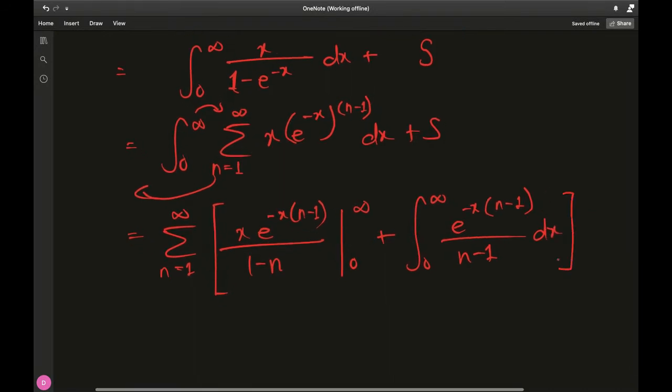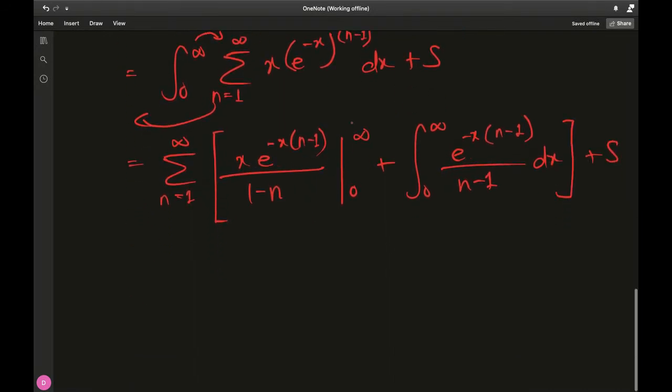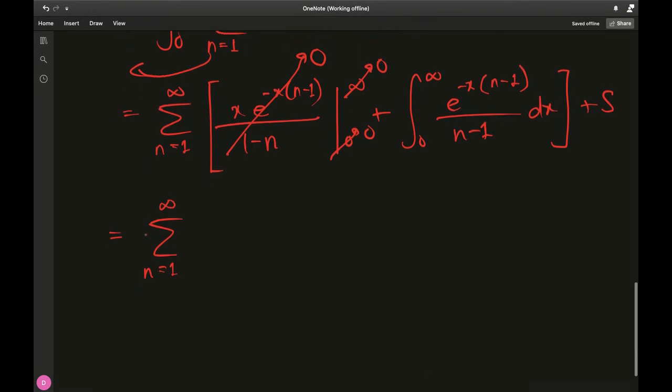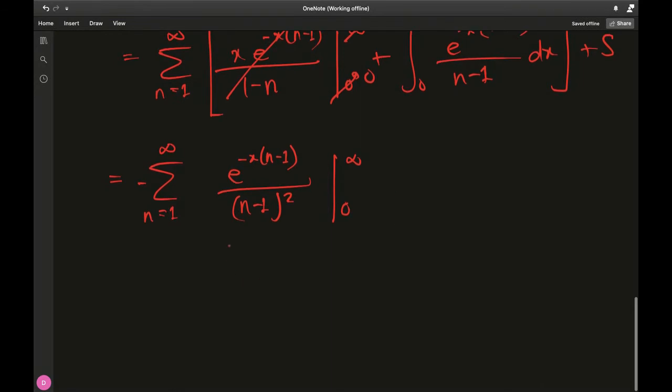dx plus s. Well, at infinity again, exponential will make it go to 0. At 0 again, linear term will make it go to 0. So this is 0. We just have sum from n equals 1 to infinity of, well, negative e to the negative x times n minus 1 over n minus 1, the whole thing squared, evaluated from 0 to infinity. This is just basic anti-differentiation going on here.